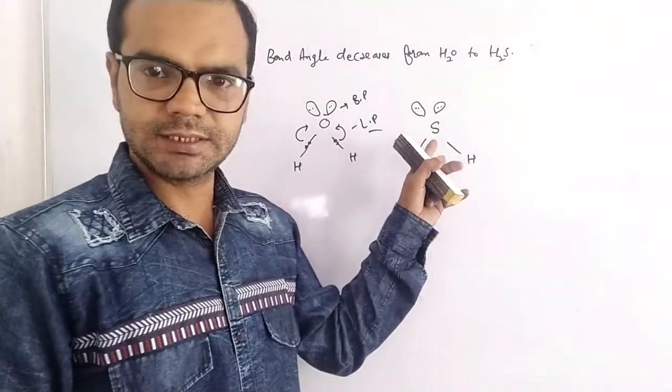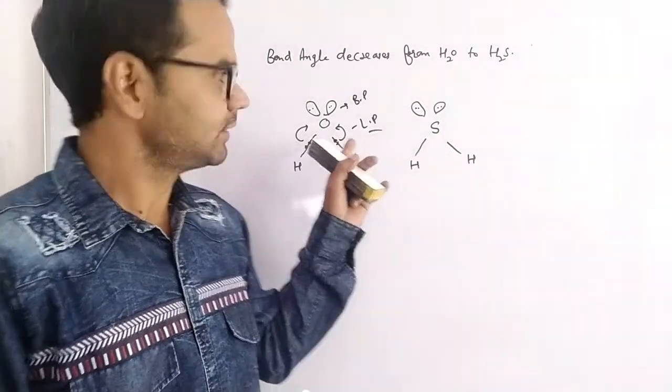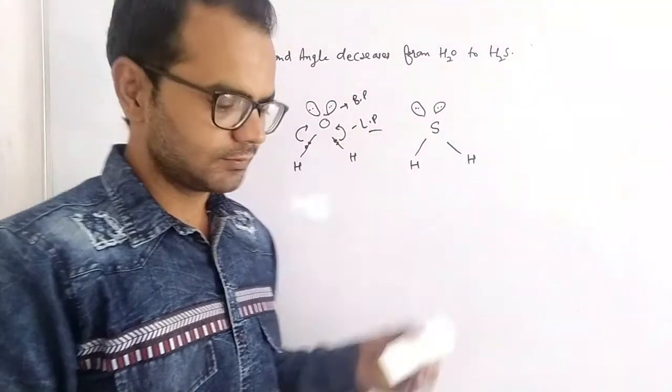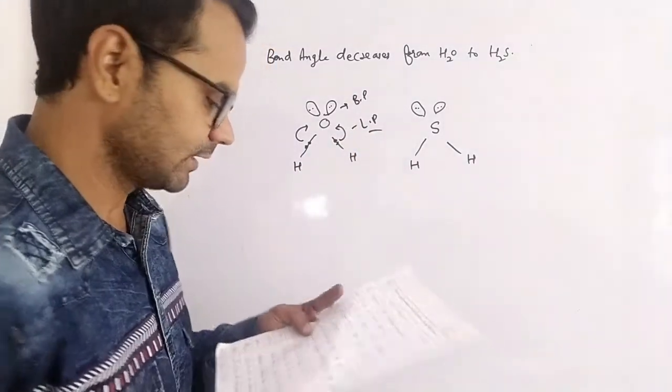Sulfur is larger in size, so it will act as a point charge, and there is a repulsion between bond pair and lone pair. Next question is complete the reaction.